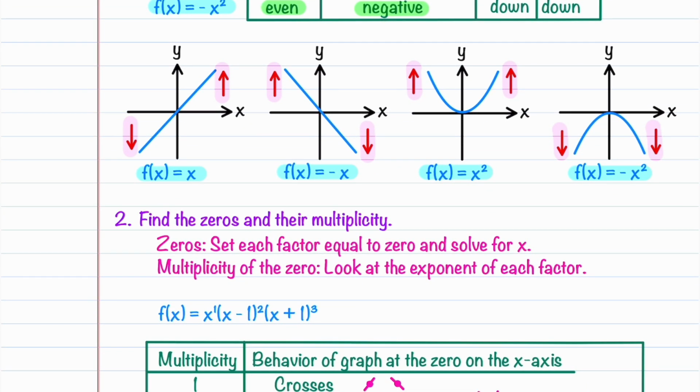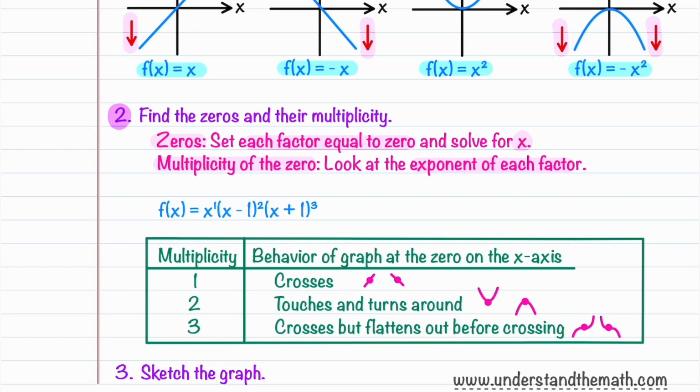After you determine the end behavior, you want to find the zeros and their multiplicity. To find the zeros, all you have to do is set each factor equal to 0 and then solve for x. And then to find the multiplicity of the zero, you just have to look at the exponent of each factor. Let's look at this function f of x and see how this works.